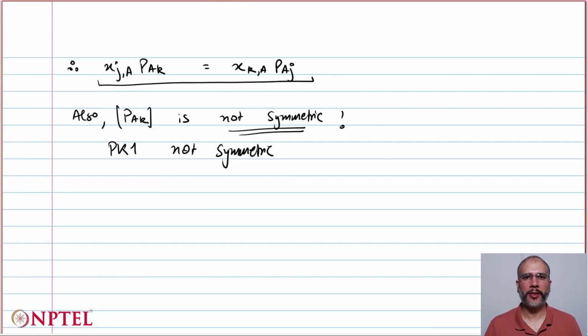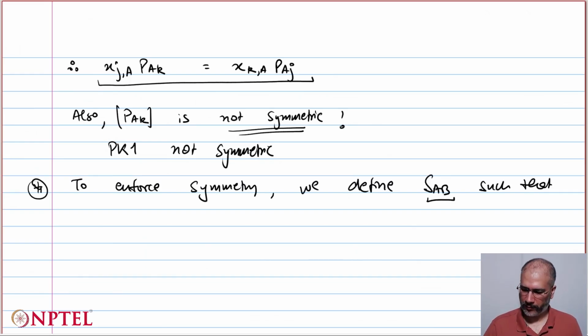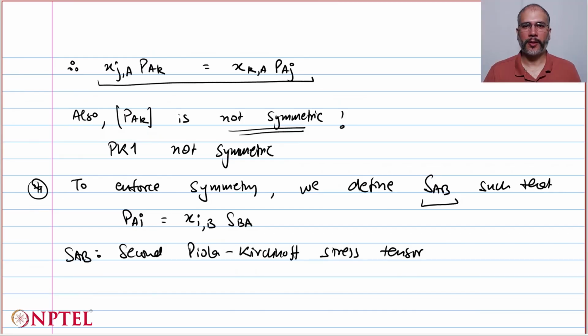But we do like symmetric tensors. So we form another tensor using PK1. We define a tensor capital SAB such that PAI is xi comma B times SBA, and SAB is called the second Piola-Kirchhoff stress tensor, written as PK2.